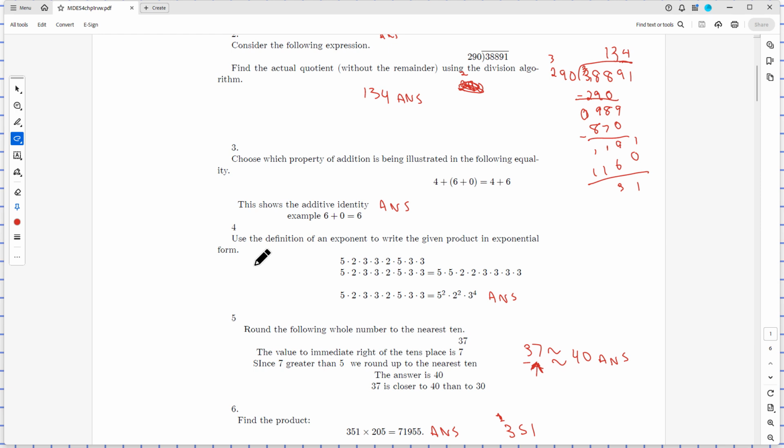Number 4, use the definition of an exponent to write the given product in exponential form. So I grouped them by a likeness, my 5s, my 2s, my 3s. Then I put exponents on the number of times that each one was repeated. So I have 5 squared times 2 squared times 3 to the 4th for my final answer.